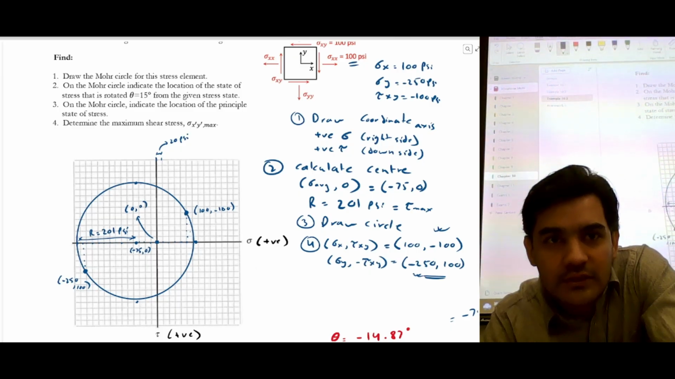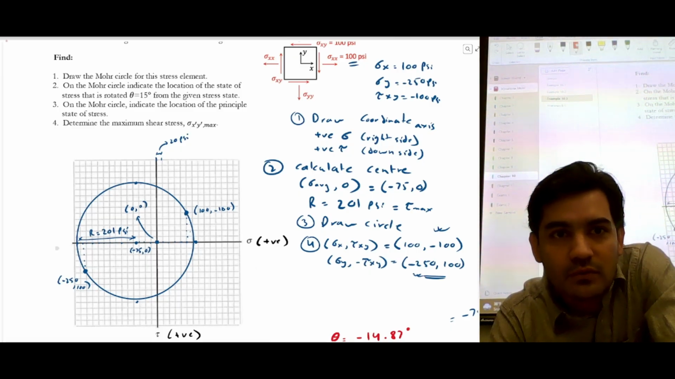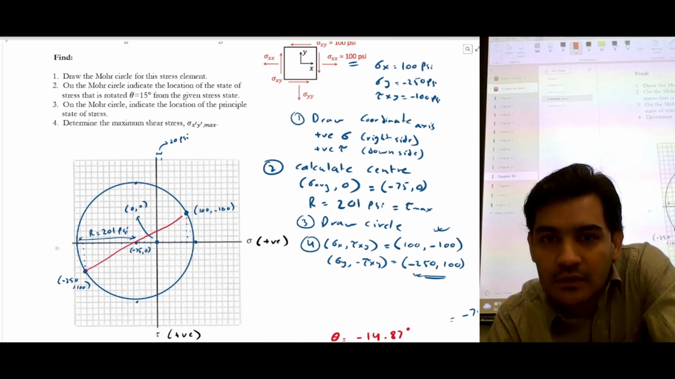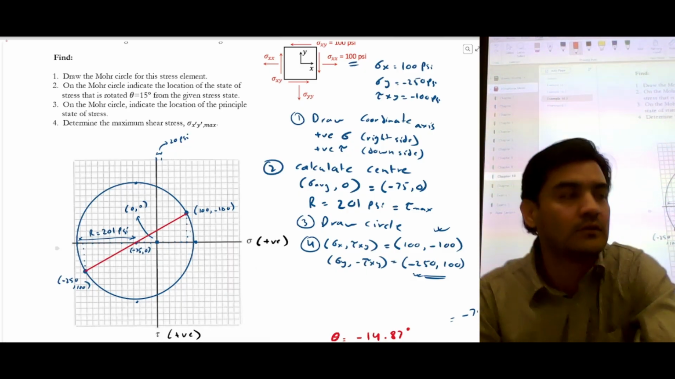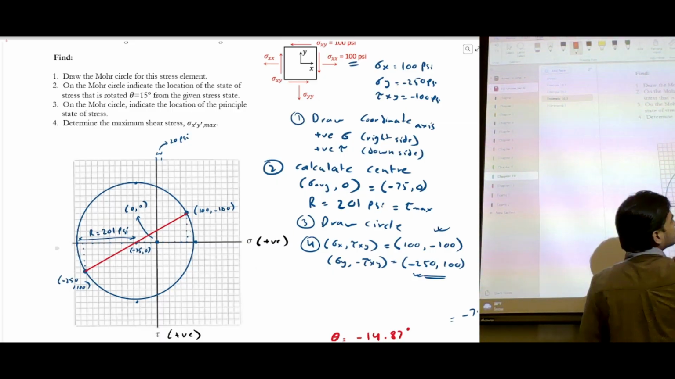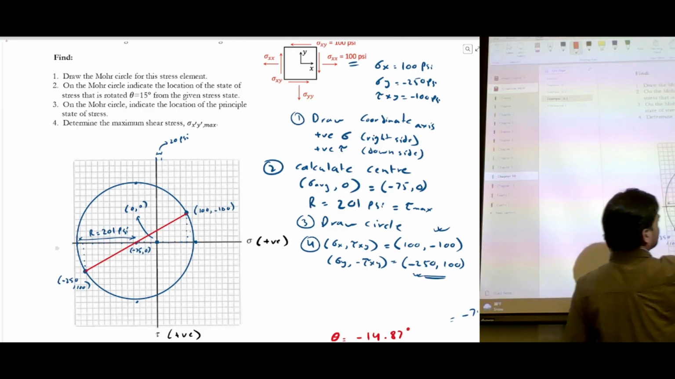So we can draw a straight line if we want to. So basically this is our stress element. So stress element is plotted over here.